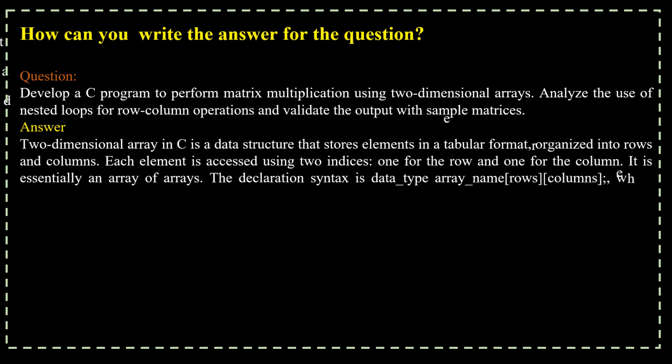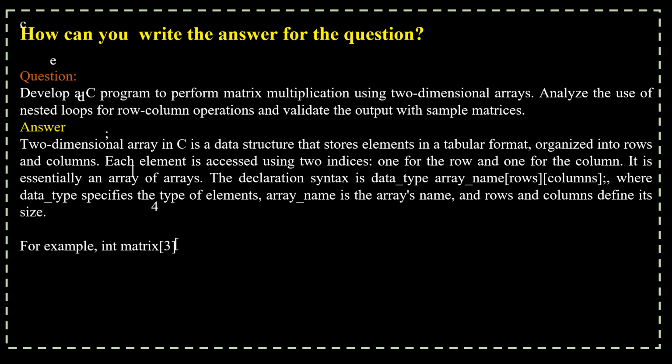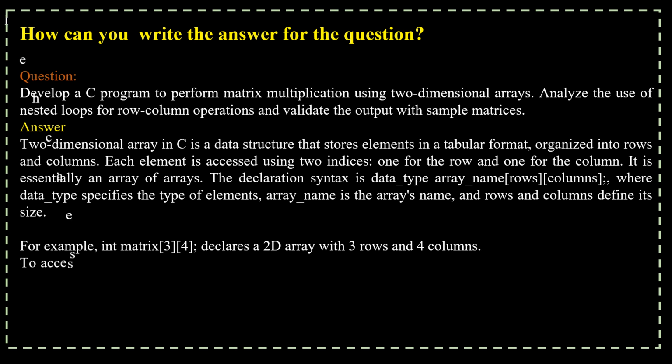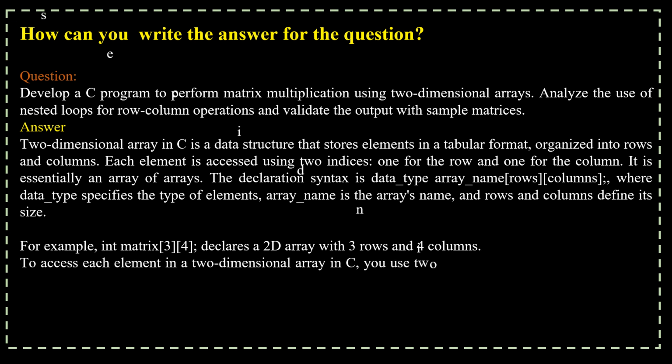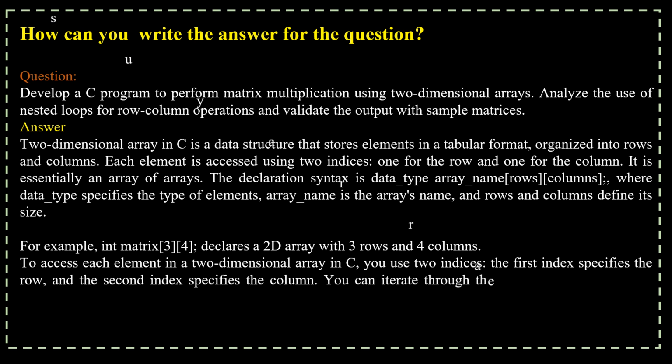The declaration syntax is data_type array_name[rows][columns], where data_type specifies the type of elements, array_name is the array's name, and rows and columns define its size. For example, int matrix[3][4] declares a 2D array with 3 rows and 4 columns.